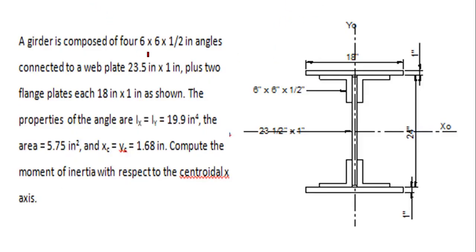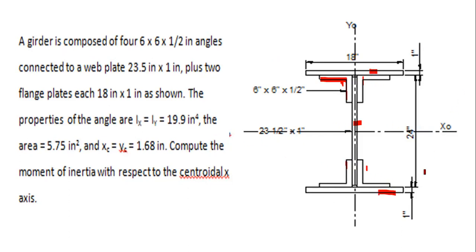For example, here, a girder is composed of four 6 by 6 by 1/2 angles. So these are the 4 angle bars, 6 by 6, equal legs. 1, this one, 2, 3, 4. And then you have here a web plate, this one, which is 23 1/2 by 1, plus 2 flanges, this flange, then this flange.